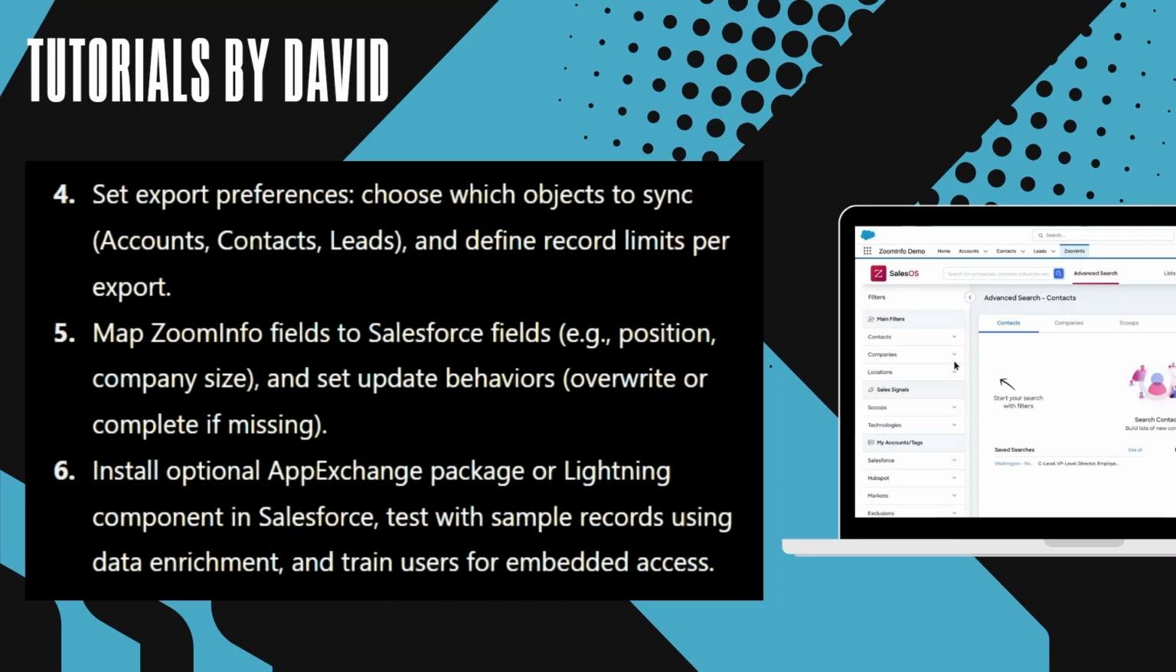Map ZoomInfo fields to Salesforce fields, e.g. position, company size, and set update behaviors, override, or complete if missing. Finally, install the optional App Exchange package or Lightning component in Salesforce. Test with simple records using data enrichment and train users for embedded access.